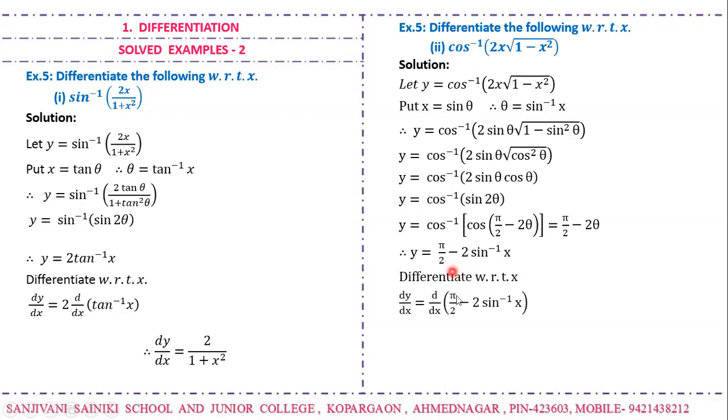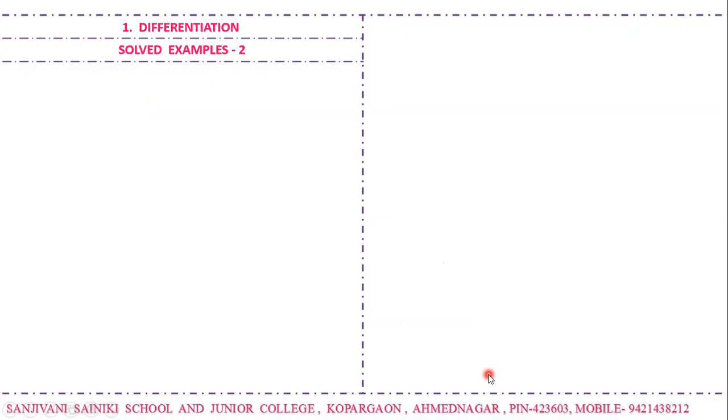So here d by dx of pi by 2 minus d by dx of 2 sine inverse x. Pi by 2 is a constant, its derivative is 0. 2 is a constant and the derivative of sine inverse of x is 1 upon square root of 1 minus x square. So we get dy by dx is equal to minus 2 upon under root 1 minus x square.